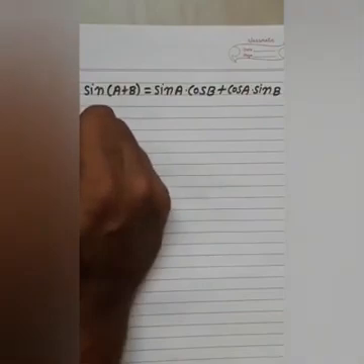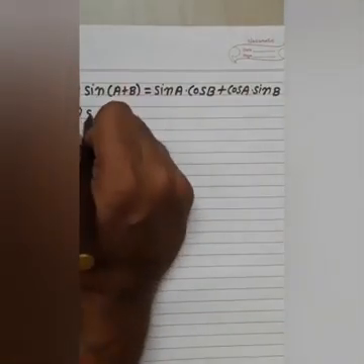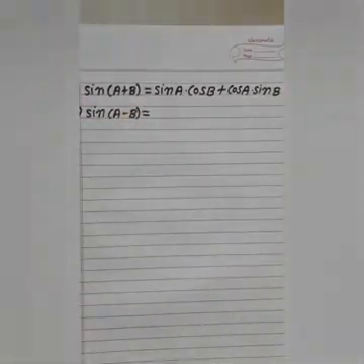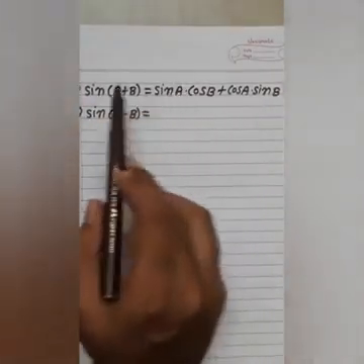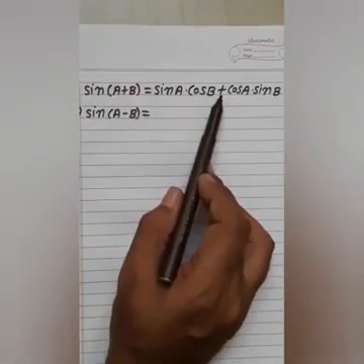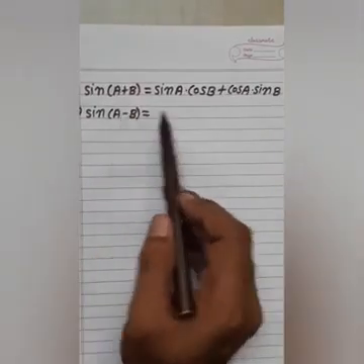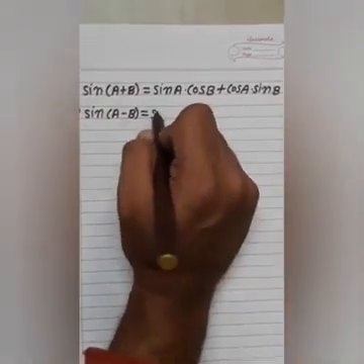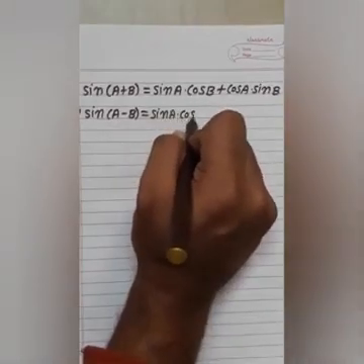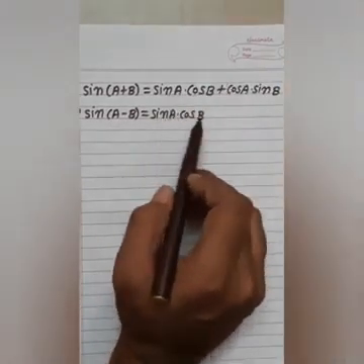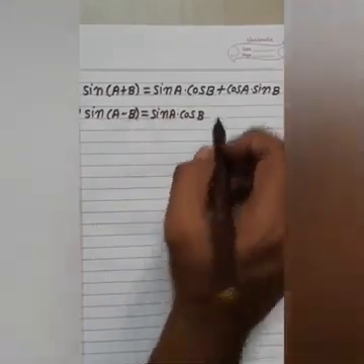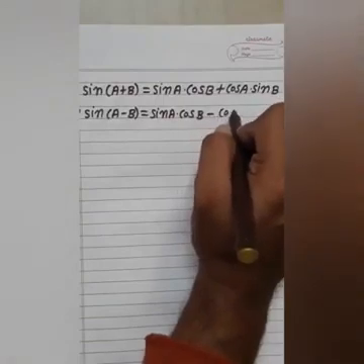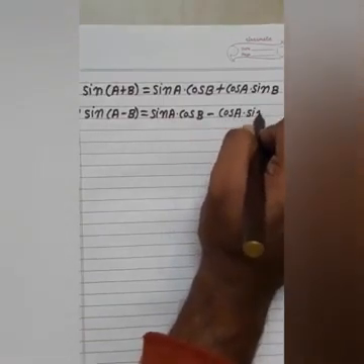Now the second formula: in place of a plus b, a minus sign is present in between. So the same formula applies. Here the plus symbol is present, so in between we write plus; here the minus sign is present, so in between we apply the minus sign. So sin a into cos b, the same result, but here the minus sign is present, so we write minus cos a into sin b.